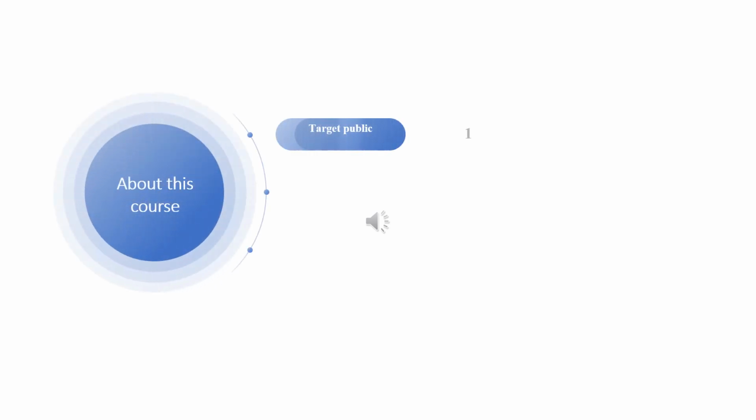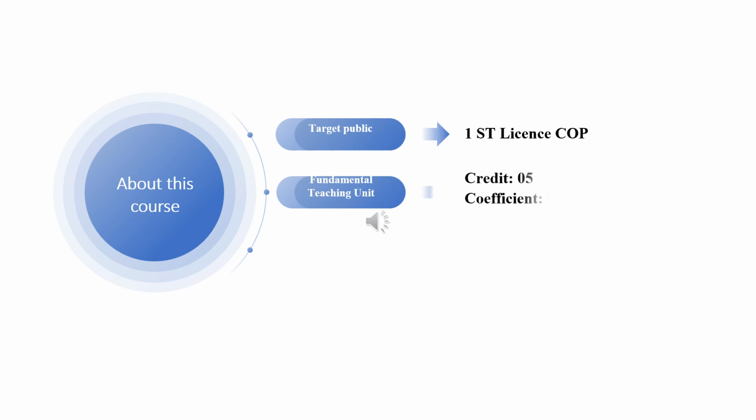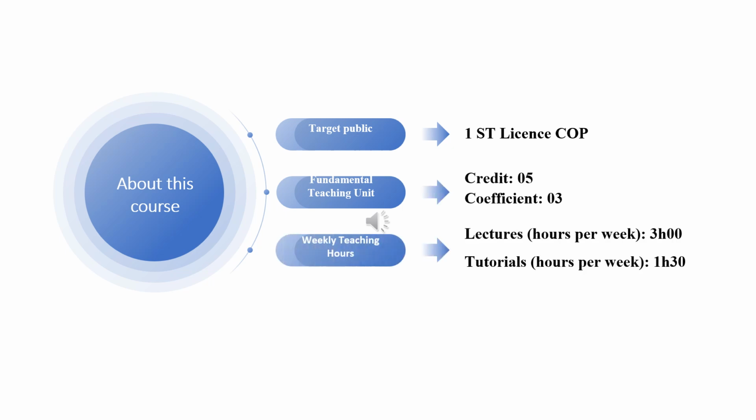This course is for first-year students in the COP program. It includes a fundamental teaching unit with credits of 5 and coefficient of 3. 1.5 hours of classes per week, which totals 22 hours and 30 minutes for the entire semester. And for the practical sessions, we will have a total of 45 hours.